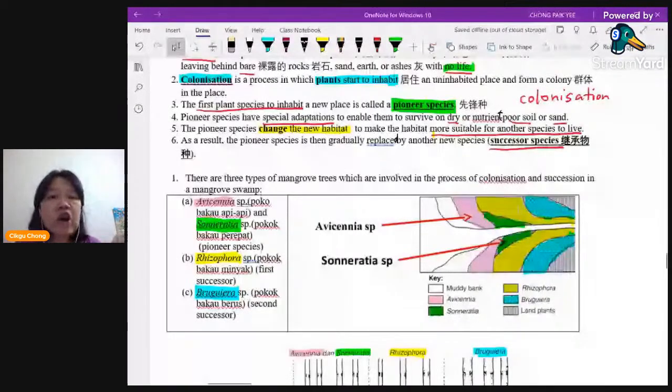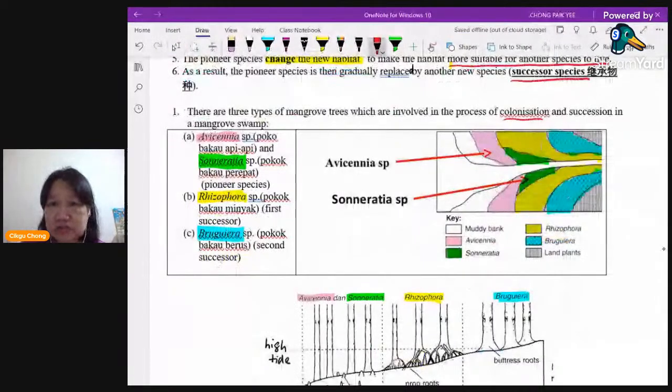You also have colonization and succession. Okay? Now you will see that in the beginning, when you have water, the river brings in the soil and everything, at first, of course, you don't have many plants in there. So the first species that colonize the area, the first species that stay there, will be the Avicennia and Sonneratia.